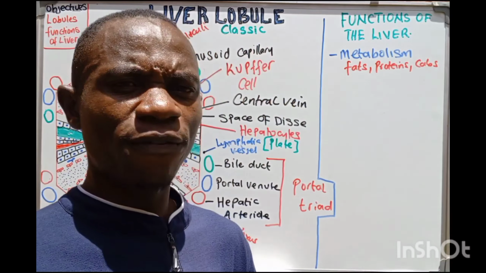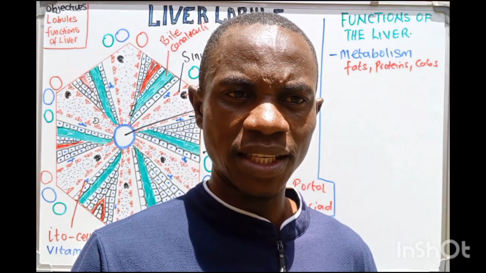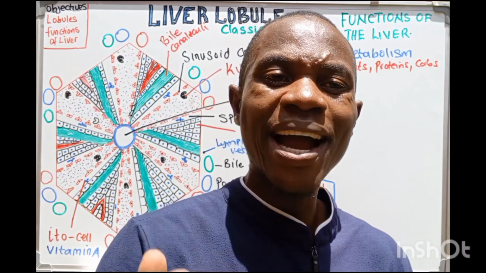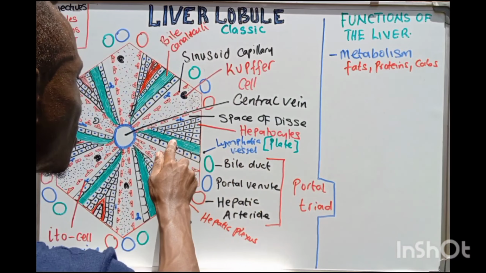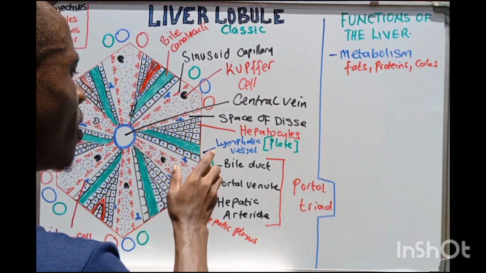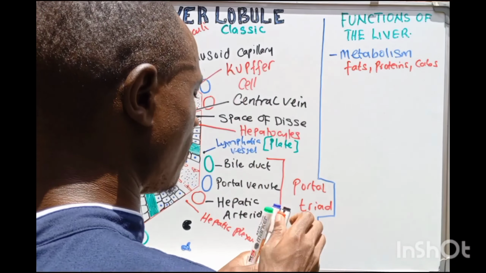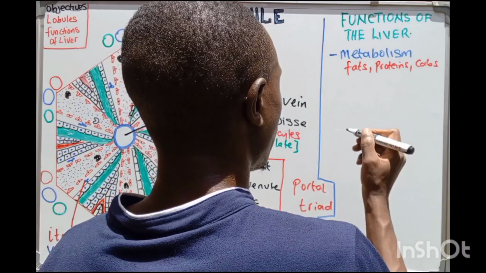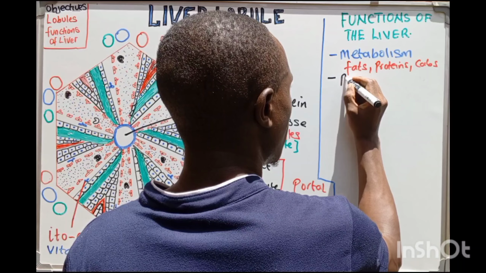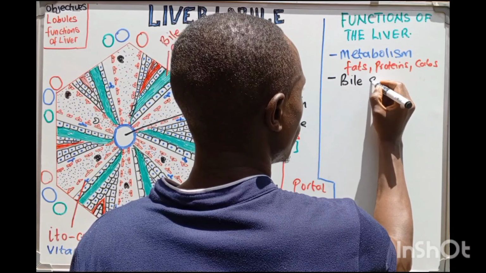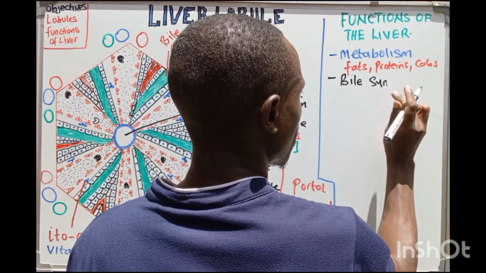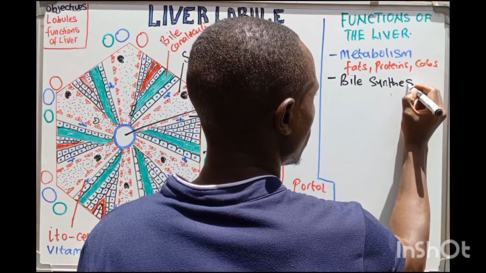Besides that, the second function, which is very important, of the liver is what we call bile synthesis. We have seen that the hepatocytes are going to be synthesizing bile into the biliary system. So now the second function of the liver is going to be bile synthesis.